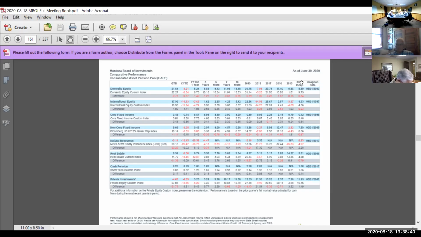The second asset class is international equity. The two noteworthy things about this investment is, first of all, you benefited from not having as much as your peers do.